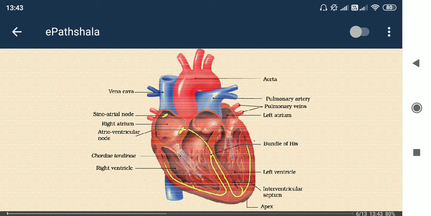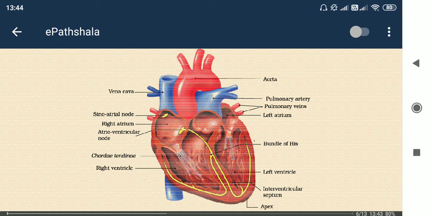Depolarization occurs at the sinoatrial node, located in the right upper corner of the right atrium. The normal beat of the sinoatrial node, meaning the impulse generation rate, is 70 to 72 per minute. The atrioventricular node is also able to generate impulses, but to a lesser extent, around 40 to 50 beats per minute.